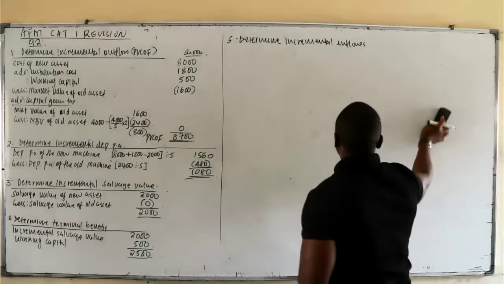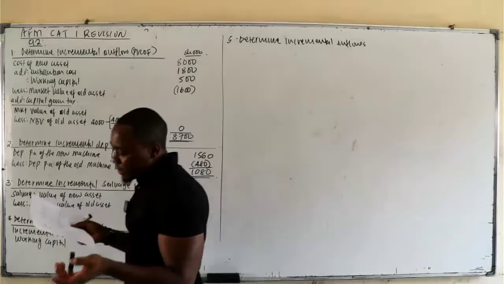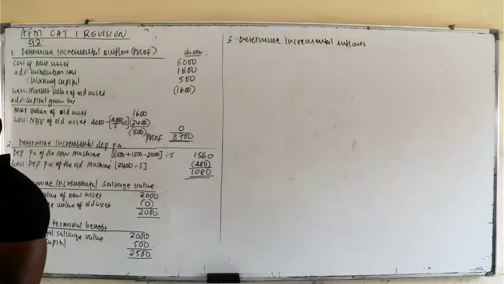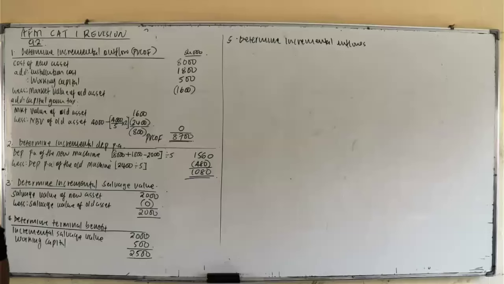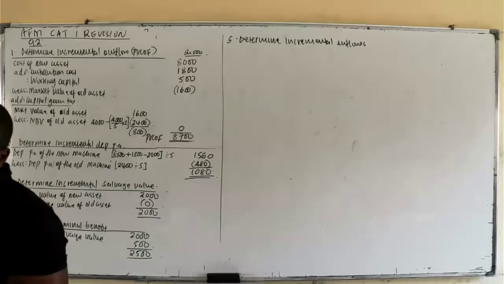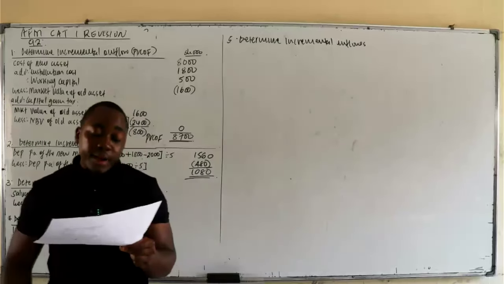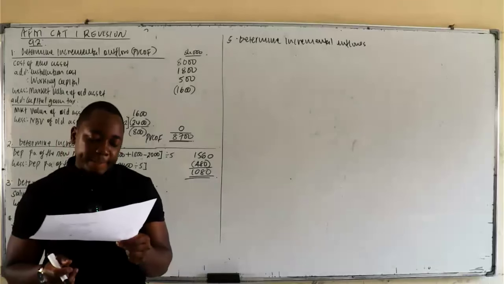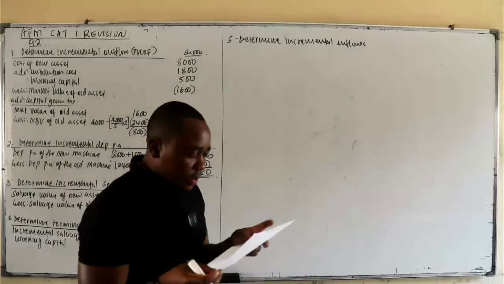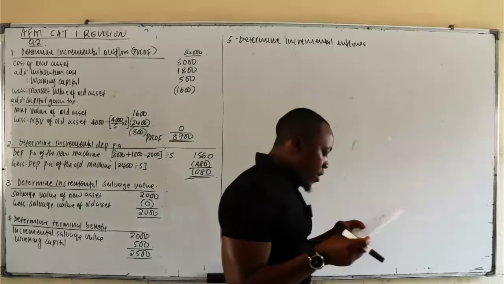Then step number 5. We determine the incremental inflows. And now let's go to the second paragraph. The new machine has a purchase price of 8 million with an additional installation cost of 1.8 million and a salvage value of 2 million. The new machine will lead to increased efficiency and annual saving in cost of 2.1. Now, a cost saving is an inflow. However, electricity cost will increase by 200,000 per annum. The operation of the new machine will also require an increase of 500,000 shillings of working capital.